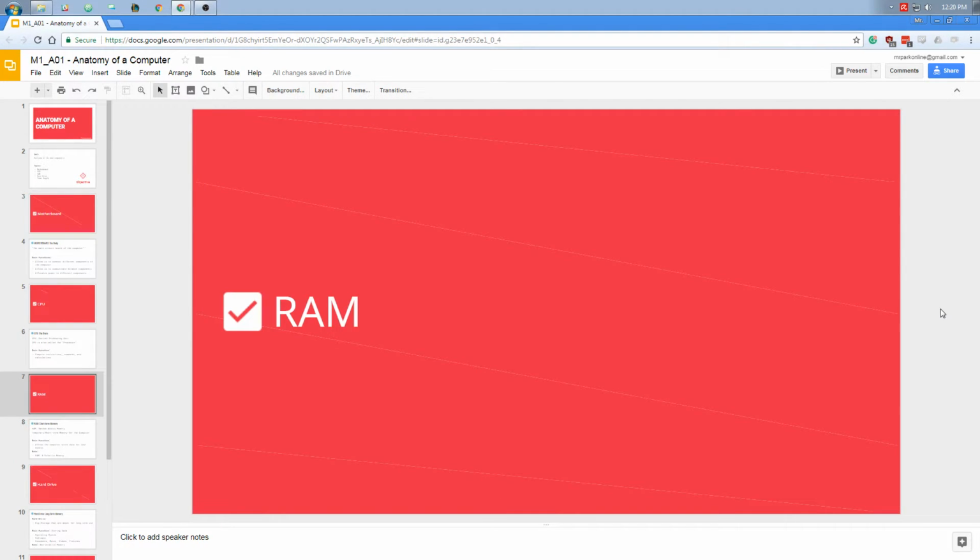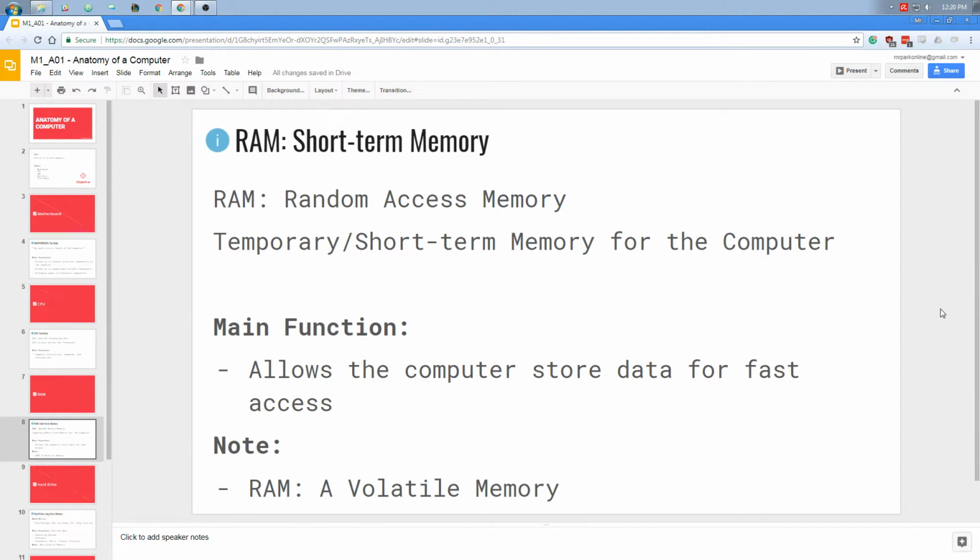Next, we have the RAM. RAM is our short-term memory. RAM stands for random access memory, and is considered the temporary or short-term memory for the computer. Its main function is that it allows the computer to store data for fast access. To explain what RAM does, let's say we're doing a calculation, for example, 2 times 5. In our brain, we're thinking of 2 times 5.